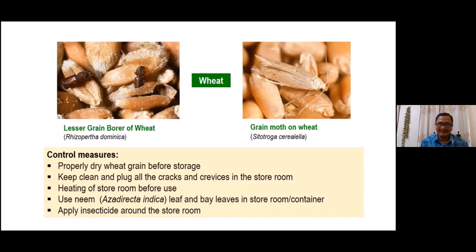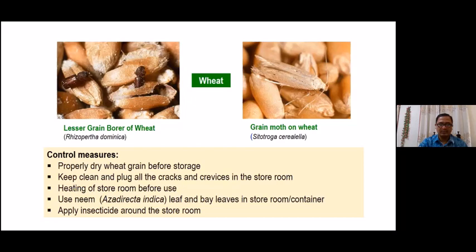Another option is heating the storeroom before storing the product inside it. During heating, all previous insect organisms will be eliminated, will die. And finally, some neem leaves can be used in the storeroom, and at the end, some insecticide can be applied in the storeroom.